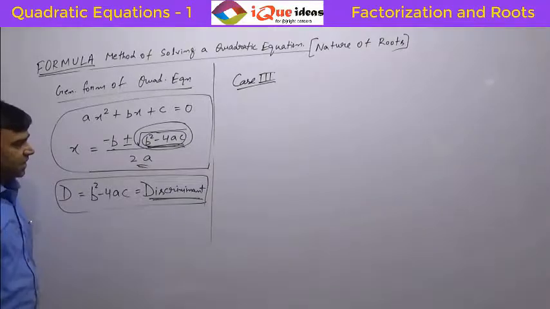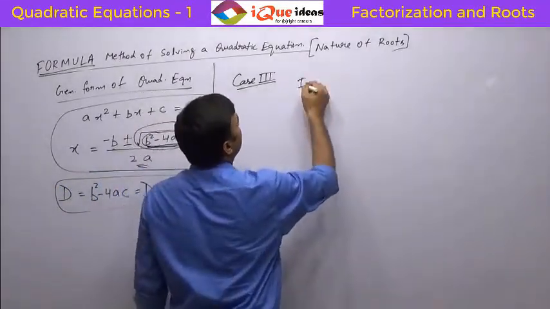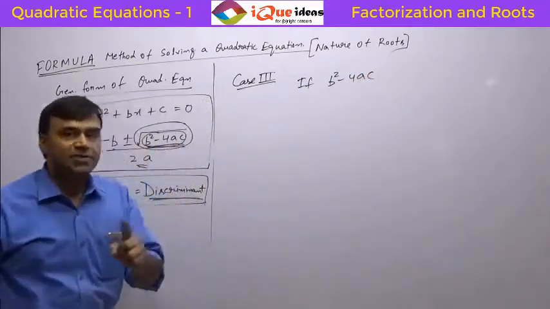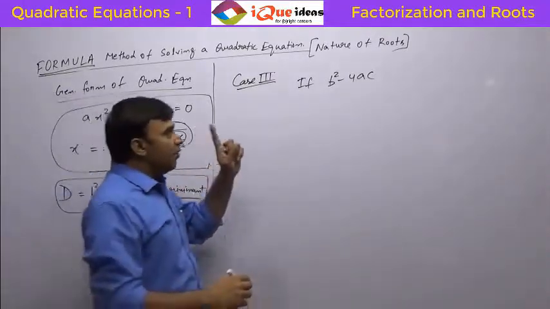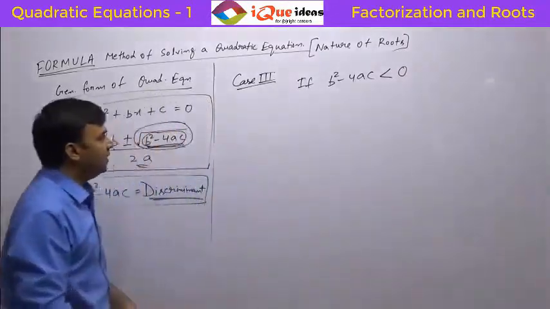Now come back to this situation again. Now let's take up the third case, that is case 3. If b square minus 4ac... Now we have already done b square minus 4ac greater than 0. We have already done b square minus 4ac equal to 0. What if b square minus 4ac is less than 0? Now what will happen? Now let's see.